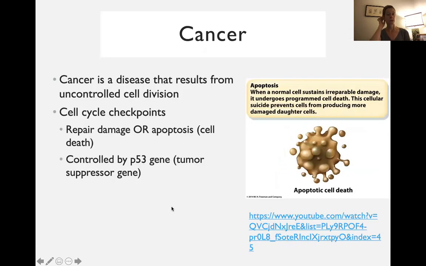Okay, cancer. We all know about cancer. Some of us may know more about it than others. I know a lot of people are affected by this. I'm not going to go into too much detail about it, but I want to go over sort of what cancer is at the cellular level. And essentially, it's just uncontrolled cell division.